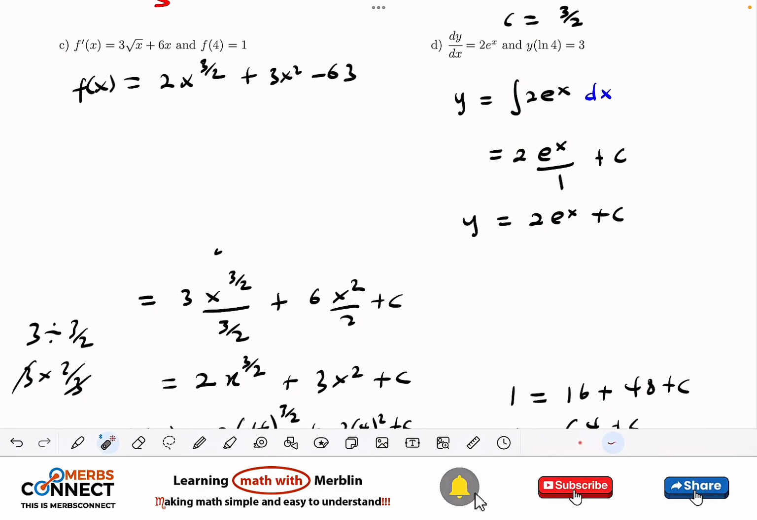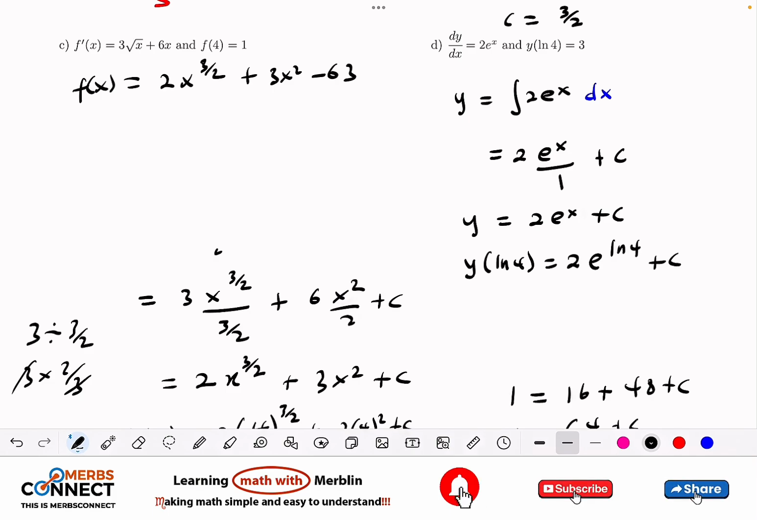Now, y of ln 4 is equal to 3. So let's do that. Y of ln 4. So here it means that x is equal to ln 4. So I'm going to have 2 e to the power ln of 4 plus c. So what is y of ln of 4, which is 3? So I'm going to have 3 is equal to 2.